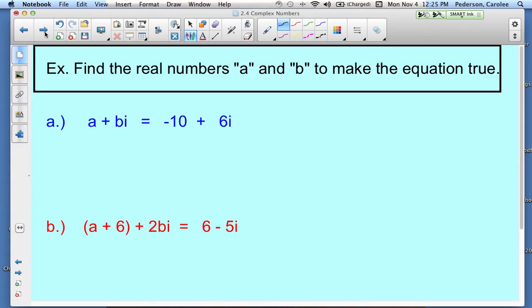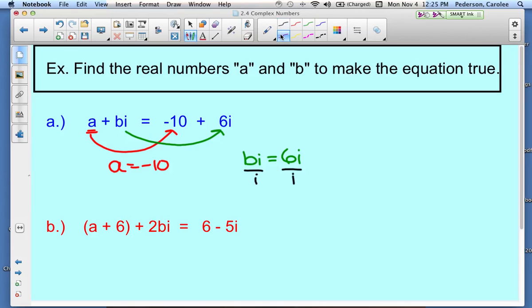Last part is finding the real numbers of a and b that make this equation true. So we want to find out what a would equal. And this is an equation, so a has to equal its real part. So in this case, a equals negative 10. Then bi must equal the bi over on the other side. So set bi equal to 6i, and we solve this equation for b. So I'm going to divide both sides by i. And what that does is it cancels out an i and i. So we're left with b equaling 6. So what makes this true? a is going to equal negative 10, and b will equal 6.